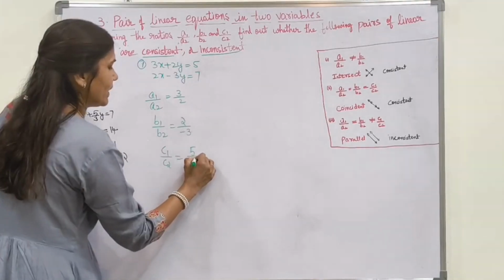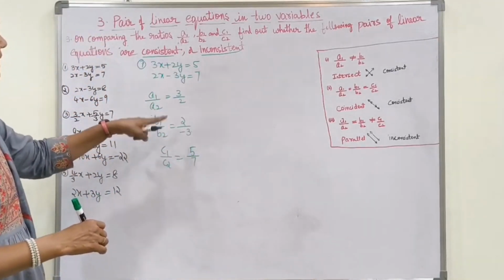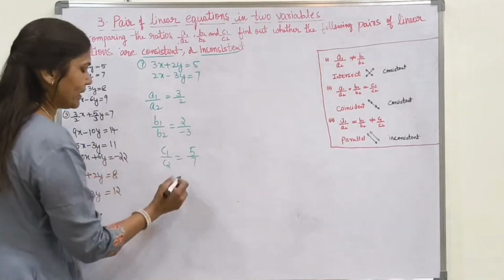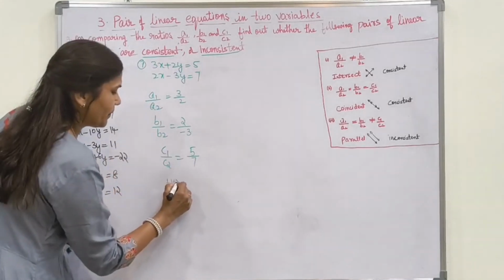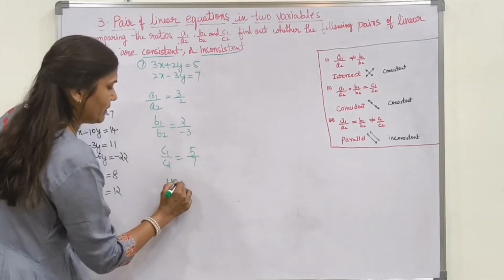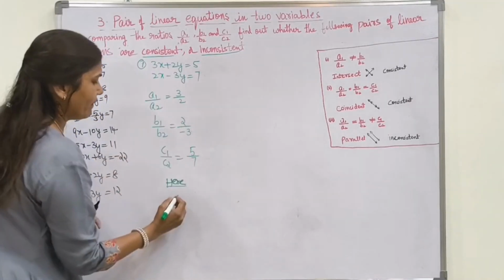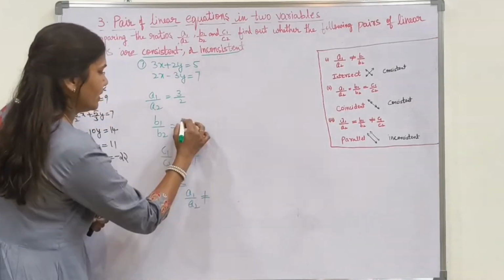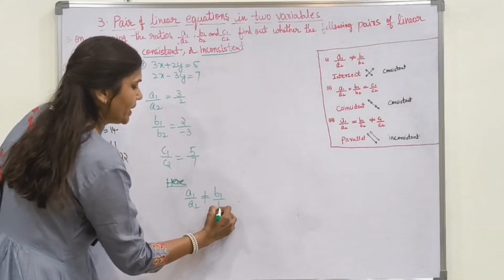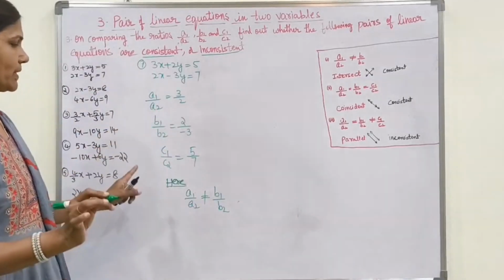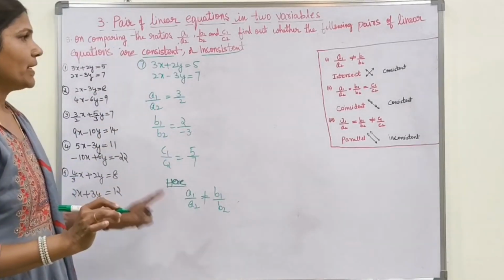Here I observe the two ratios. This is 3 by 2, and this is 2 by minus 3. So you write here: A1 by A2 is not equal to B1 by B2. It is not equal: the first is 3 by 2, and this is 2 by minus 3. So A1 by A2 is not equal to B1 by B2.